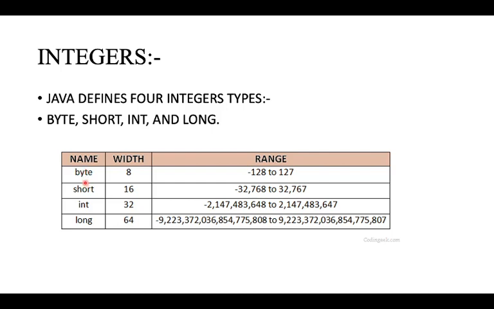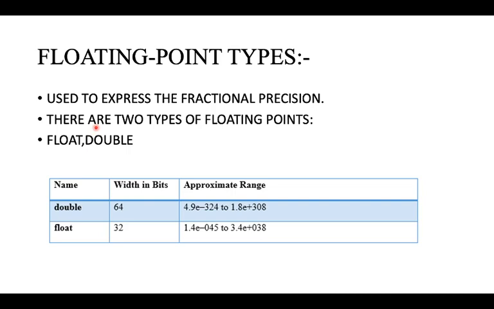Okay, let's go to floating point types. Floating point types are used to express fractional precision. This is used to declare fractional values assigned to variables. There are two types of floating points, float and double. Generally, double is larger than float.